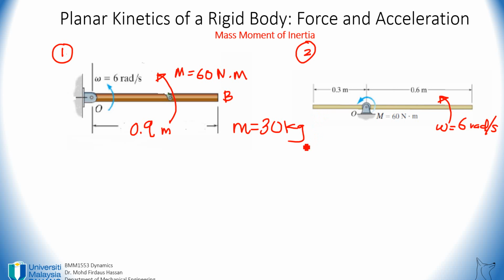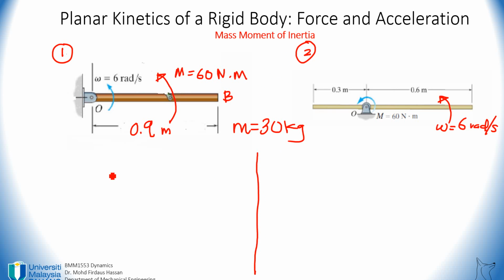All right. So basically, to solve this problem, it is a rotation about a fixed axis, but the use of mass moment of inertia is similar to all problems, either in rotation, in translation, or in general plane motion. The concept is similar. So I divide it into two, for example, means two figures. Of course, we have to draw.